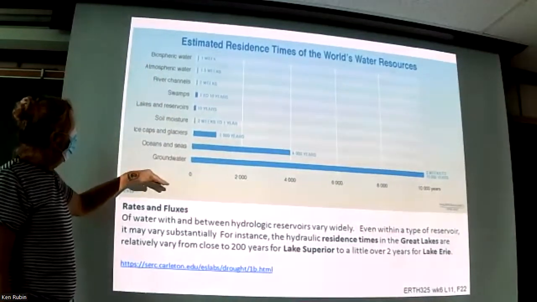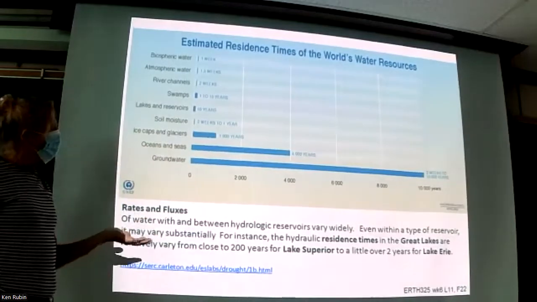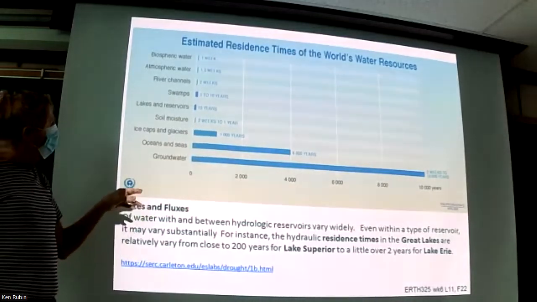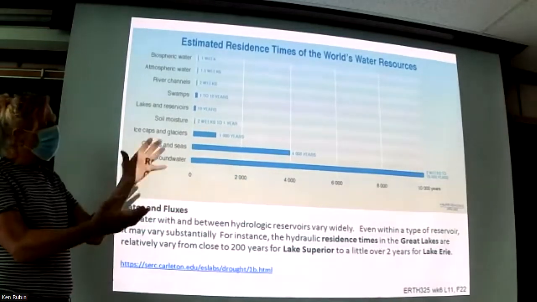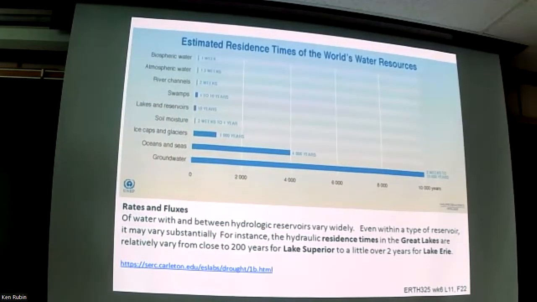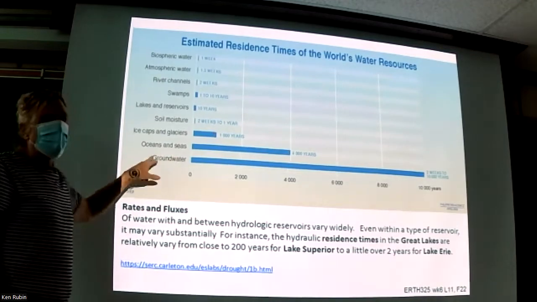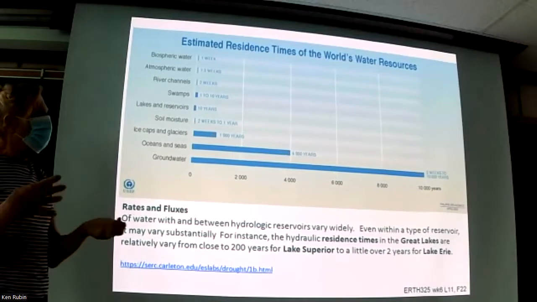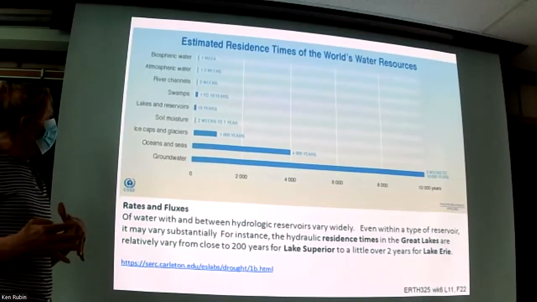Then all of a sudden we get to these categories: ice caps and glaciers, millennia; oceans and seas, several thousand years; and groundwater can be anywhere from weeks up to 10,000 years. In fact, the oldest water that we find, and in this case we define the age of water as when it was last in contact with the atmosphere, when it had the ability to exchange some oxygen, for instance, is in deep groundwater. It's been isolated from the atmosphere for a long time, and over that time period it's developed chemical attributes of being isolated.